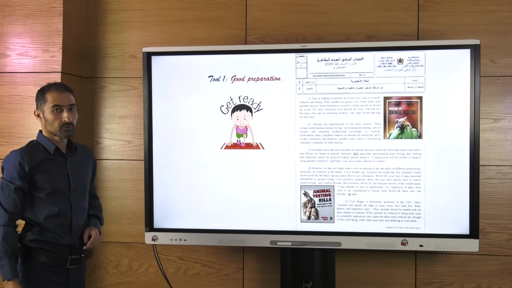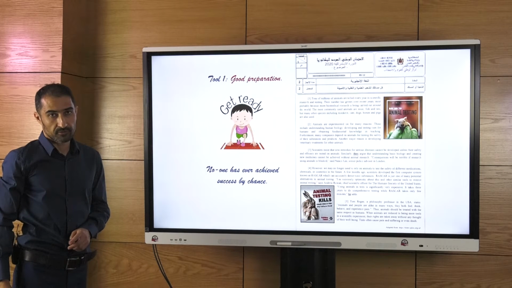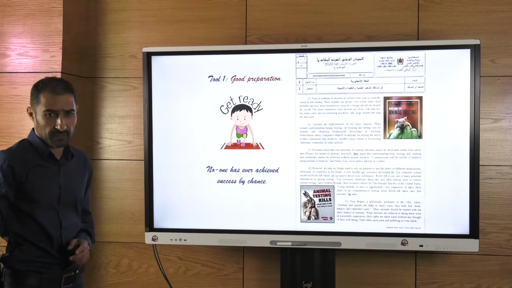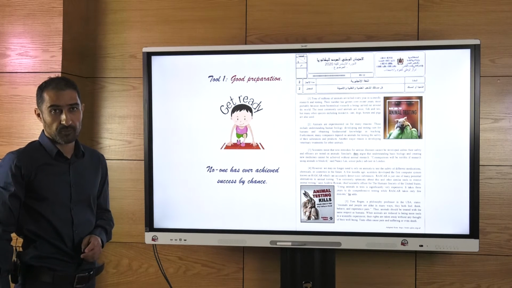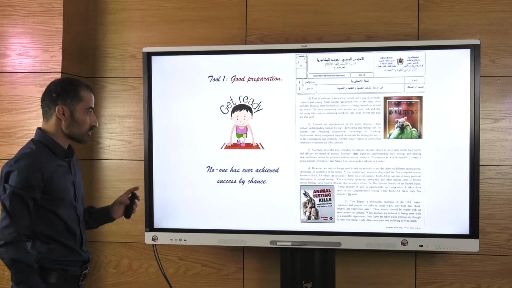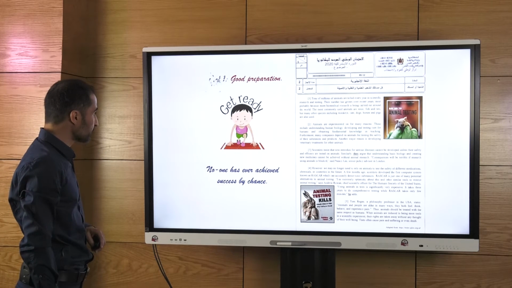So the first tool, good preparation. Nothing happens by chance. If you don't prepare for anything, no need to wait for good results. Try to prepare for the exam in a careful way.